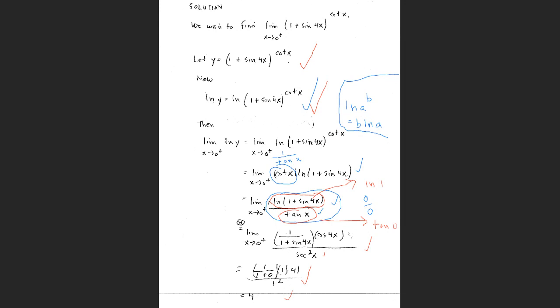Okay. So, ln x is 1 over x, and that's why it's 1 over 1 plus sine 4x. Then the derivative of the sine of 4x is, by the chain rule, cosine of 4x times 4. And then the derivative of tangent is just secant squared x? That's correct. And then all right, very good. And then when we put 0 in everywhere, we'll get all this good stuff.